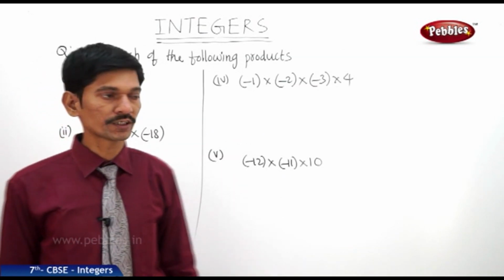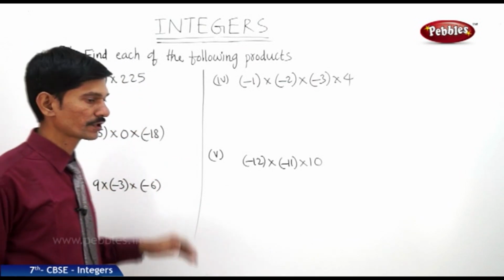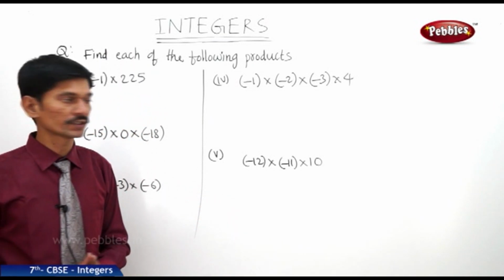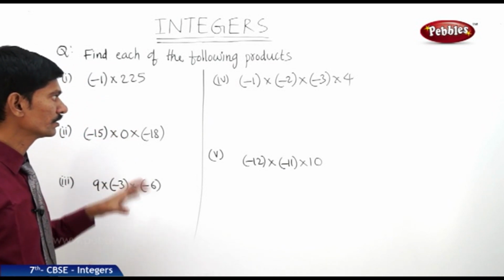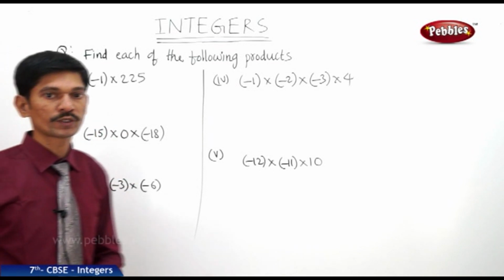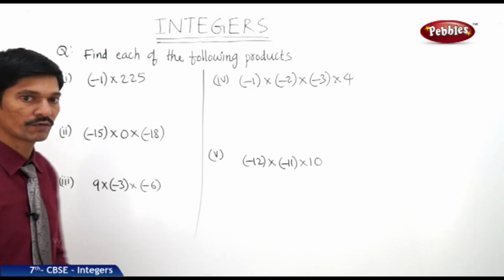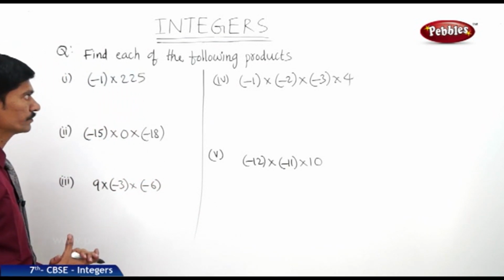So far we have discussed the properties of multiplication in the set of integers like closure property, commutative property, associative property, distributive property, and multiplication by 0, multiplication by 1, and we have also seen how to make the multiplication easier. Now based on all these properties, let us solve some problems. The first question is, find each of the following products.